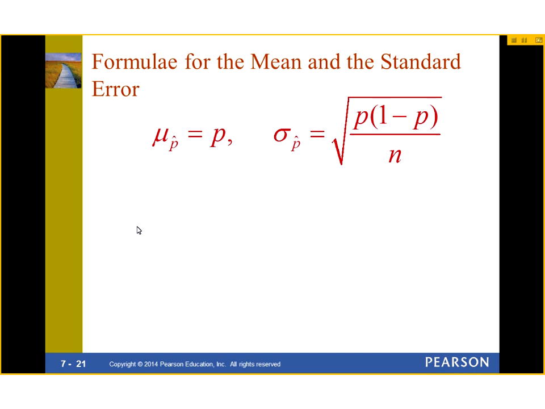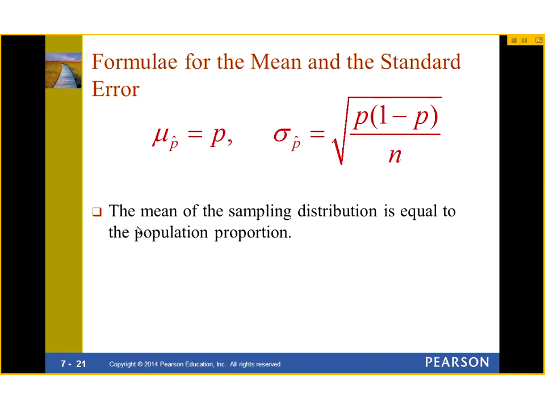So this is a slide from 7.2, and just as a review, we're looking at the formula for the mean and standard error. The mean is equal to the proportion, and the standard error, sometimes called the standard deviation, is equal to the square root of the proportion times 1 minus the proportion over n. So the mean of the sampling distribution is equal to the population proportion.